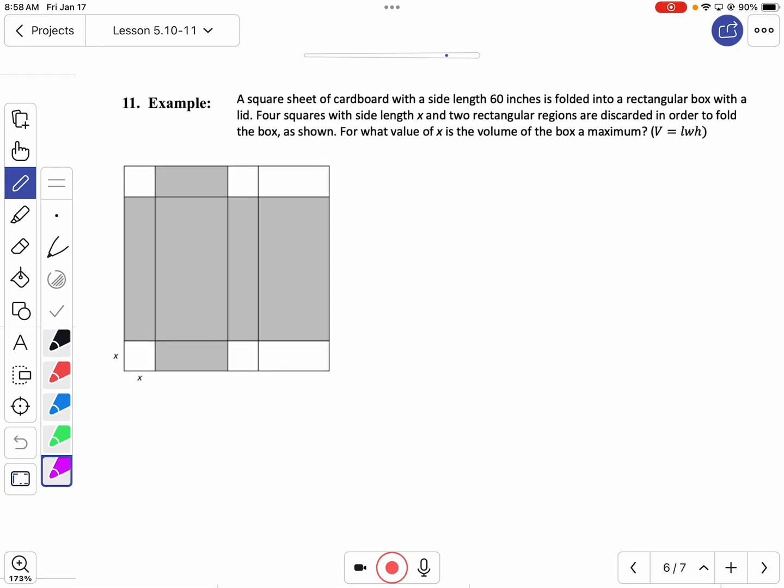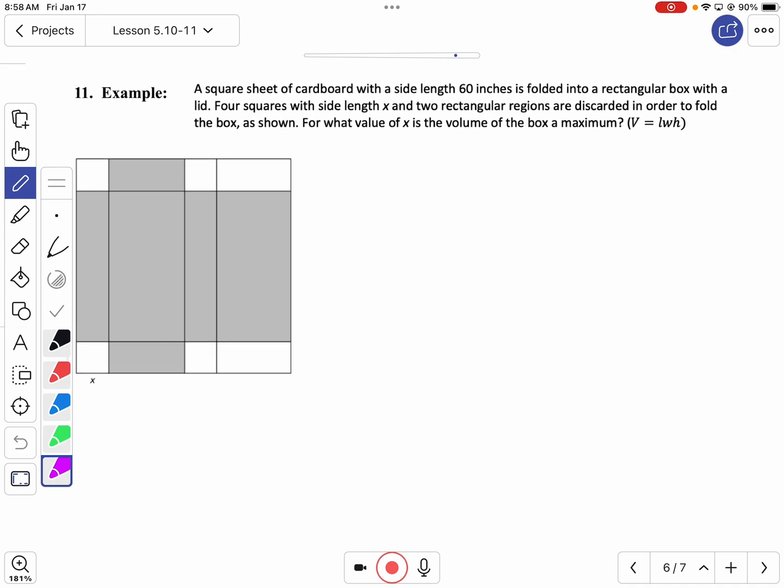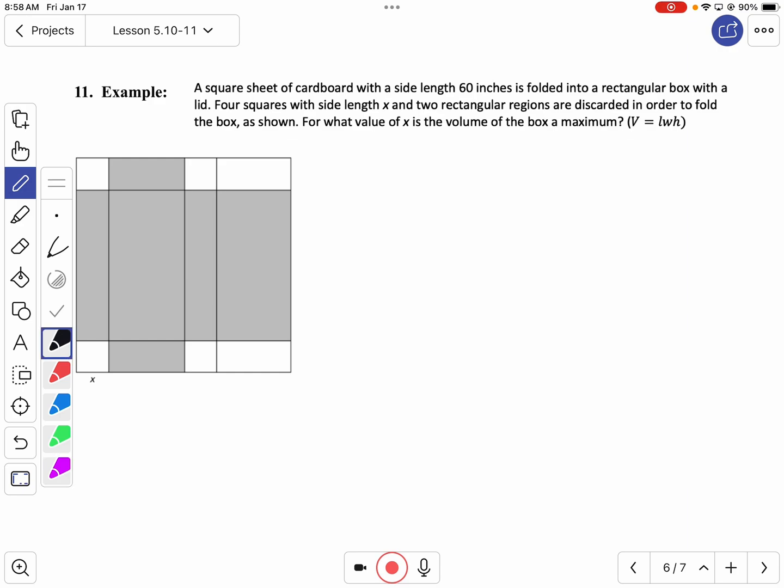So we've got a square sheet of cardboard with side length 60 inches. It's folded into a rectangular box with a lid. 4 squares with side length X and 2 rectangular regions are discarded in order to fold the box as shown. For what value of X is the volume of the box a maximum? They did tell me volume is length times width times height, so they at least gave me that, which was nice.